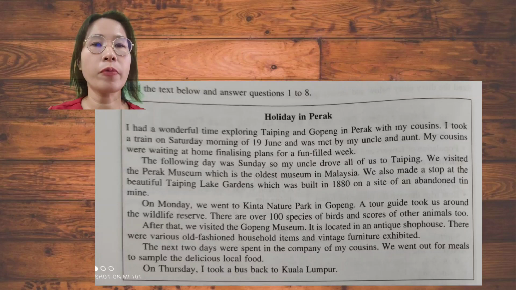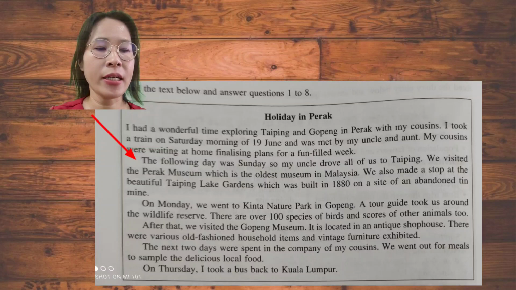Then we move on to paragraph 2. The following day was Sunday, so my uncle drove all of us to Taipei. We visited the Perak Museum, which is the oldest museum in Malaysia. We also made a stop at the beautiful Taipei Lake Gardens, which were built in 1880 on the site of an abandoned tin mine. Okay, so you can see that is the answer for number 5.